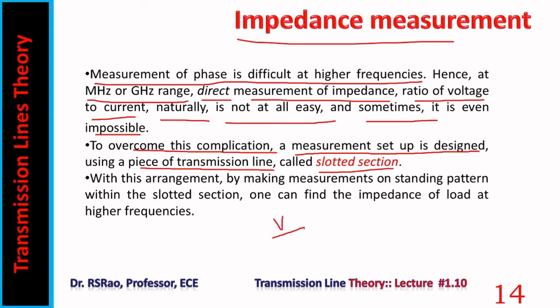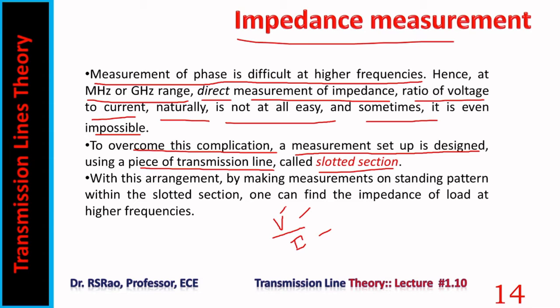It is complex voltage by complex current. Complex means magnitude and also angle. So first you have to find out the magnitude of voltage, magnitude of current, phase of voltage, phase of current, and then you have to consider the ratio. But finding the angle is quite difficult. Setting up the reference and all that is a complicated matter. So ordinarily it is not possible, particularly at high frequencies.